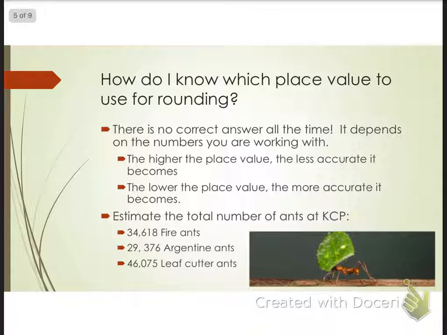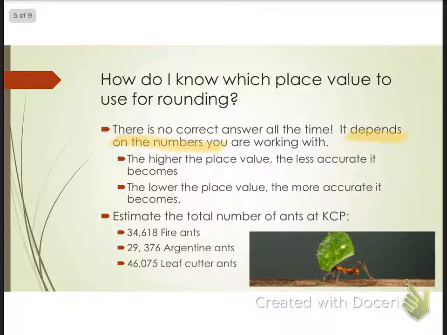So how do you know what the place value is that you need to use? Well, there is no correct answer. It just depends on the numbers you're working with. So just keep in mind that the higher place values you use are going to be less accurate, and the lower place values are going to be more accurate. However, with that said, that doesn't necessarily mean you should always use the lowest place value.